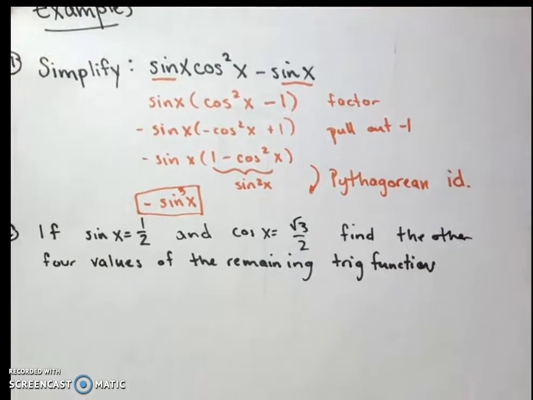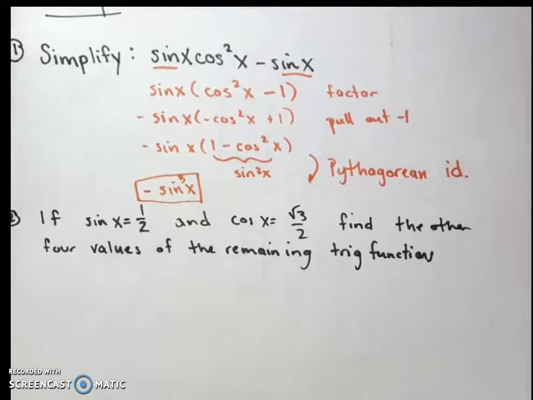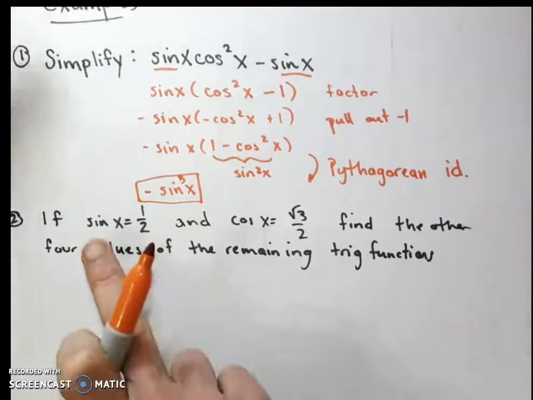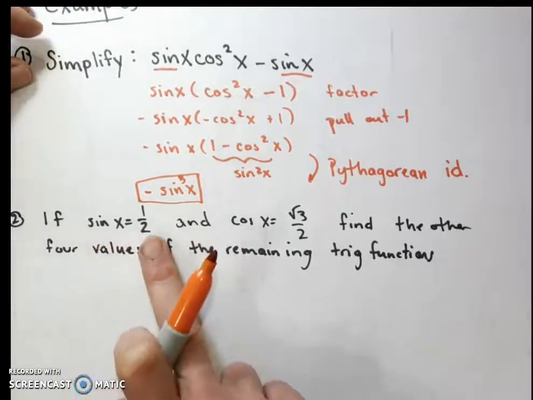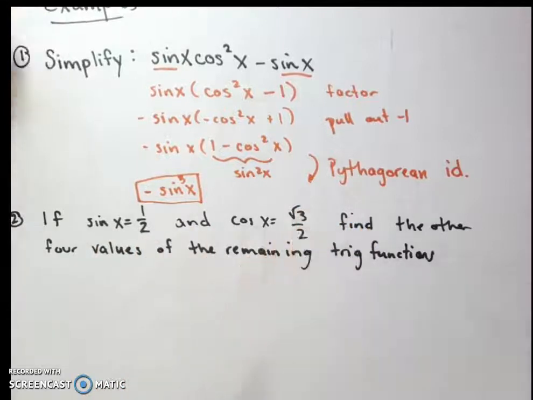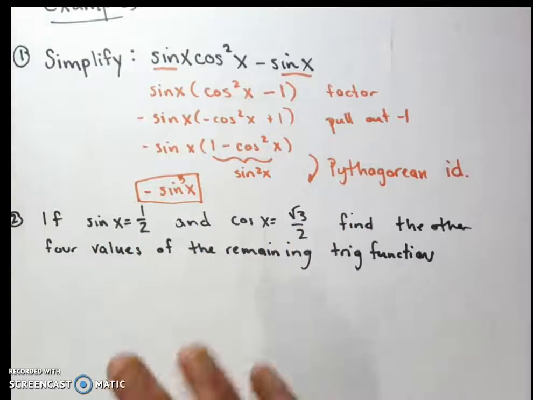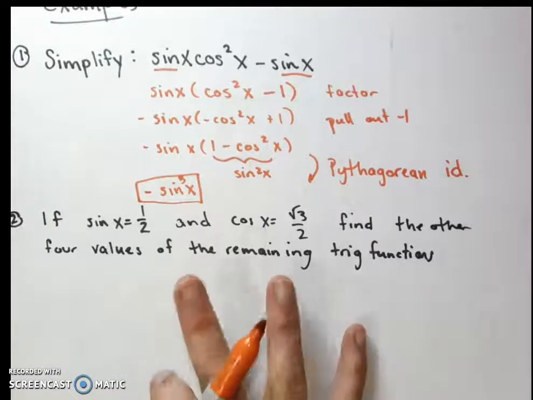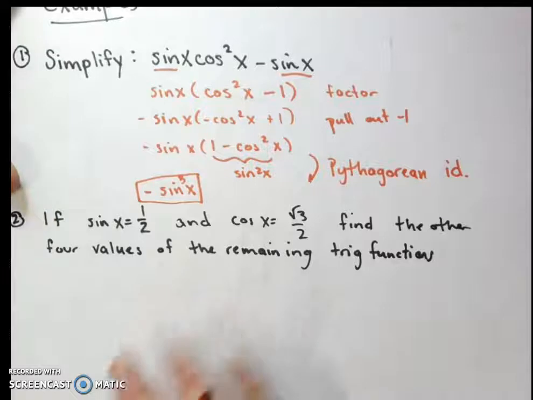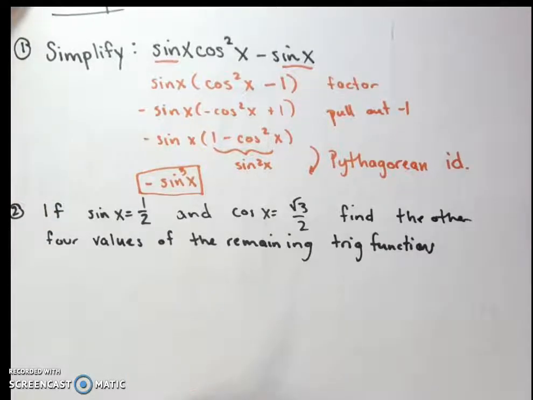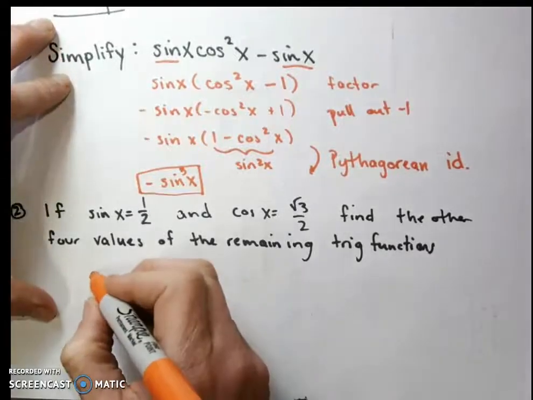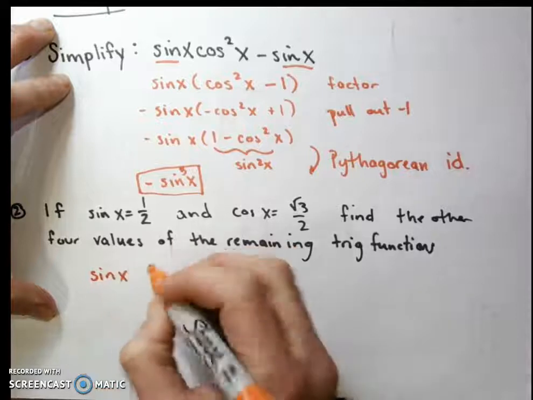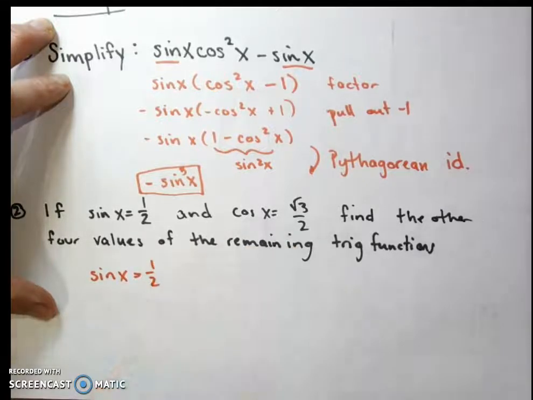One thing that we said that the trig identities would help us to do is evaluate trig functions. So I know that sine of x is 1/2 and cosine of x equals √3/2. In the last unit, we were able to find the other trig functions by drawing a triangle. In this unit, we're going to be able to do this without the picture. We'll be able to do it using the identities. So let's start out with this fact. Sine of x equals 1/2.